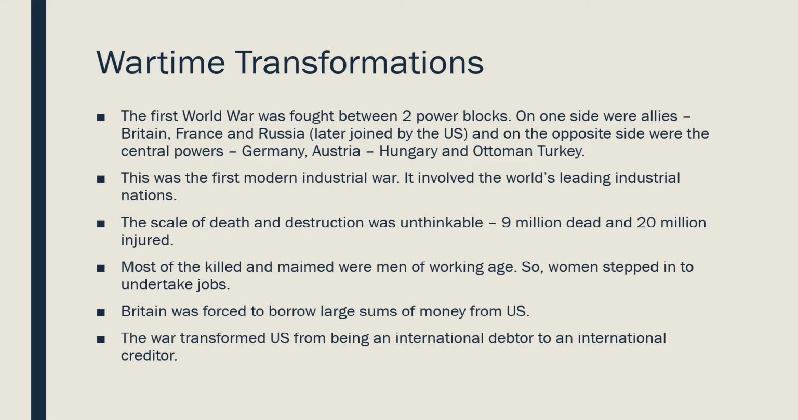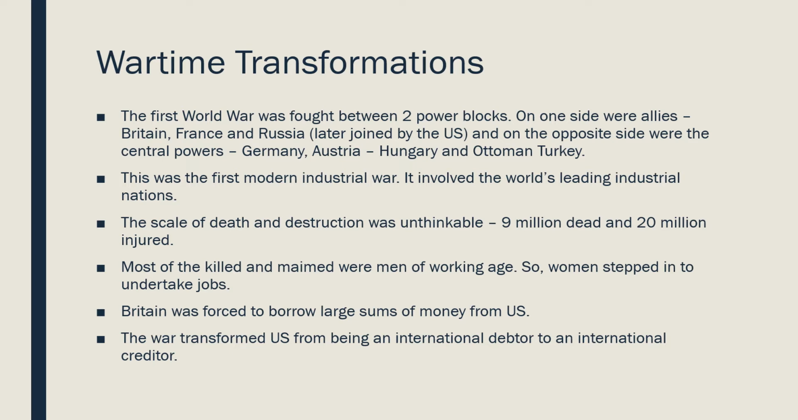The First World War was fought between two power blocs. On the one side were the Allies, that is, Britain, France, and Russia, which was later joined by the US. And on the opposite side were the Central Powers, which included countries like Germany, Austria-Hungary, and Ottoman Turkey. Russia had to leave the war midway, in 1917. When the Russian Revolution took place, Russia had to exit the war, and at this moment, the US joined the war.